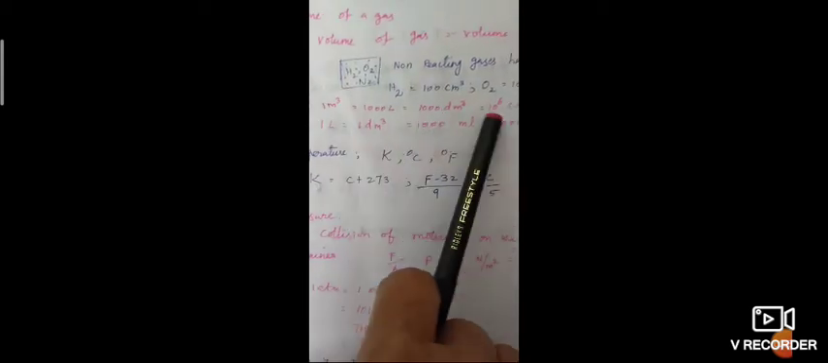1 meter cube is equal to 1000 liter is equal to 1000 decimeter cube, and 1 meter cube is equal to 10 to the power 9 millimeter cube. 1 liter is equal to 1 decimeter cube, that is equal to 1000 ml, that is equal to 1000 centimeter cube. So practice all these conversion units for calculating volume of gas.